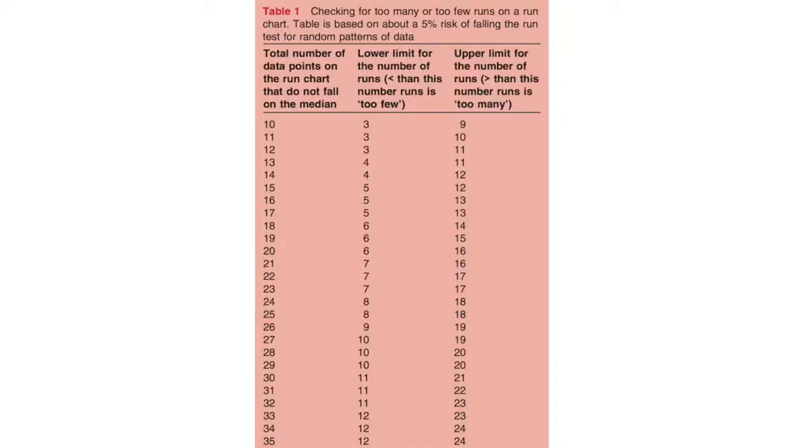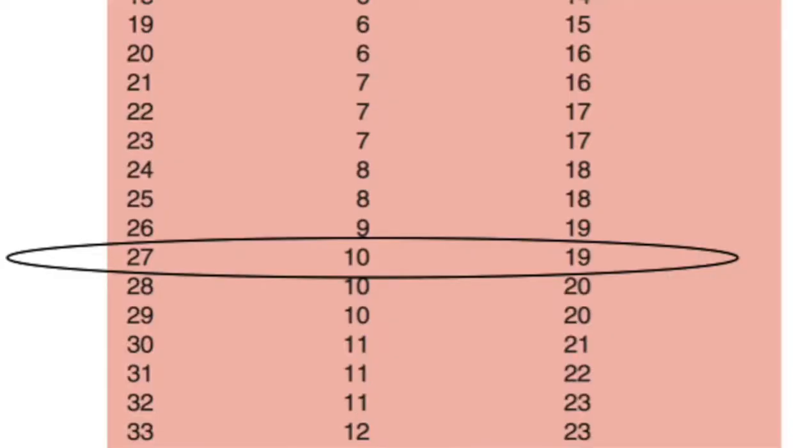We have 27 data points, and the lowest number of runs we would normally expect to see if the variation is random is 10. And the highest number of runs we would expect to see if there's only special cause variation in a series of 27 data points is 19.